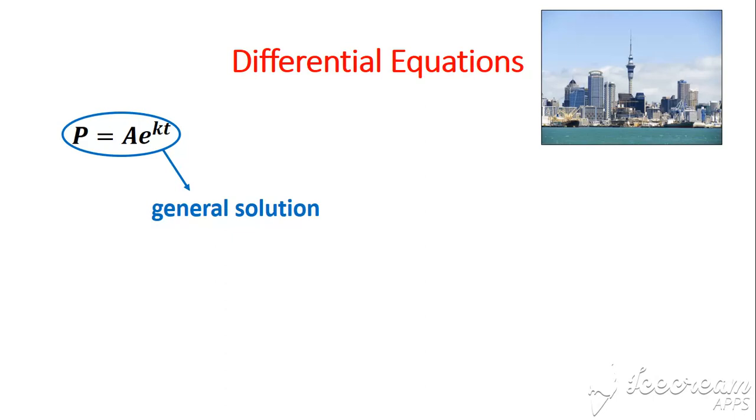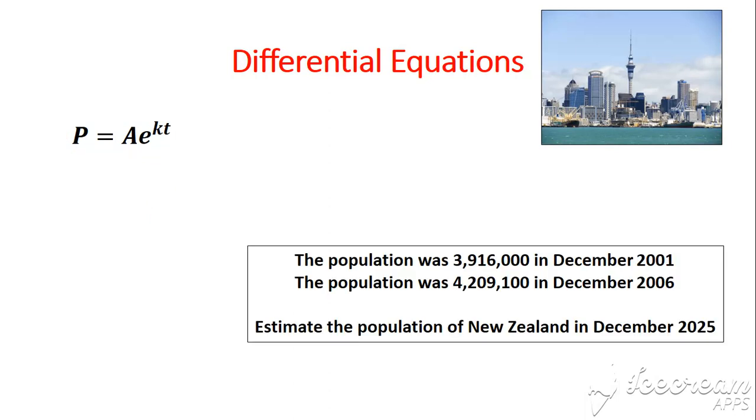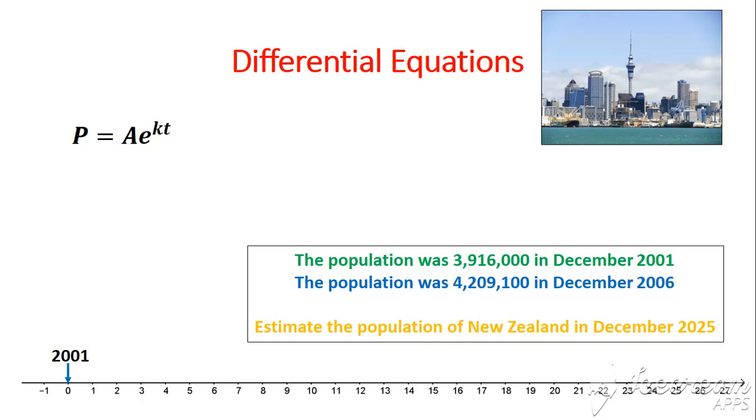Right, well, this is the general solution. We're going to take this and find the particular solution for this information given. Here's all the information we were given. We're going to come up with a clever number line. To do that, we're going to start off and say December 2001 is the 0th year. We need a 0th year in these kind of problems. So that means 2006 is the 5th year and 2025 is the 24th year. So starting with the 0th year, let's put 3,916,000 in for the population and 0 in for time.